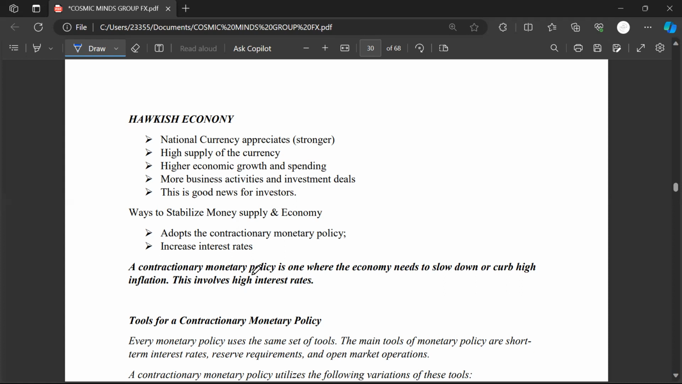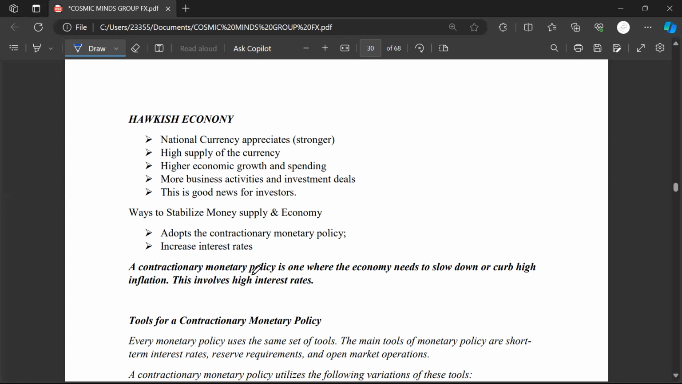Just imagine it is as simple as this: if you have more money, you spend. If you have more money, you can actually do stuff, invest, do businesses. So this is what is happening. More money, more economic growth, more spending. There's high supply of the currency. The currency appreciates when it comes to international trades, right? More money, your money appreciates.